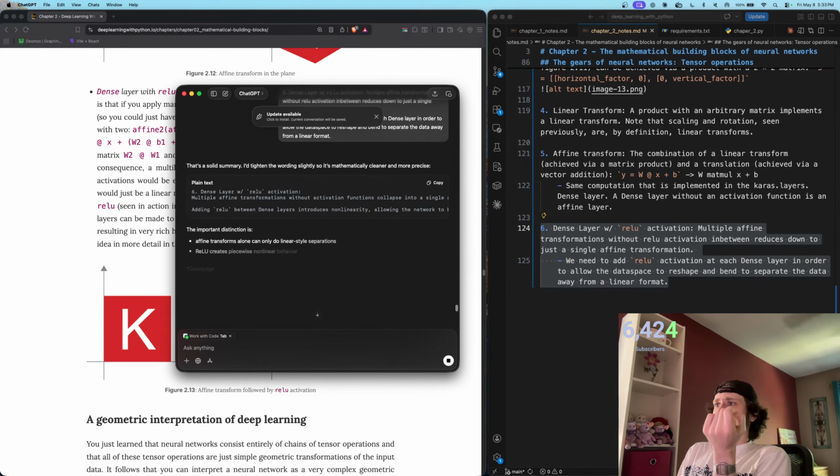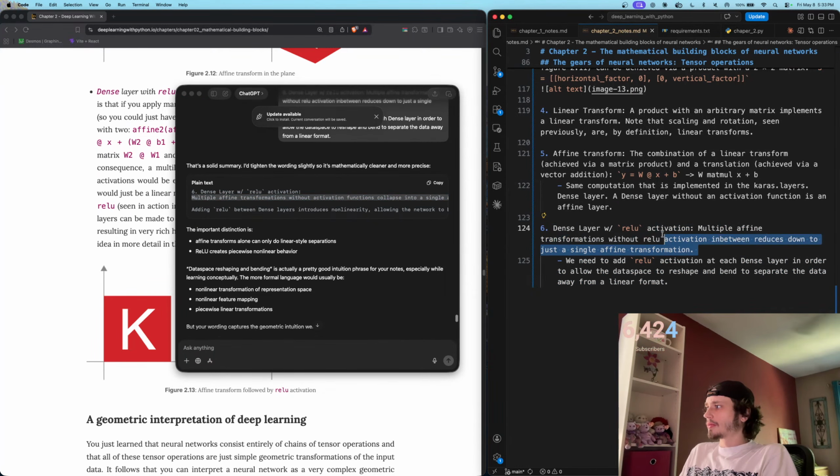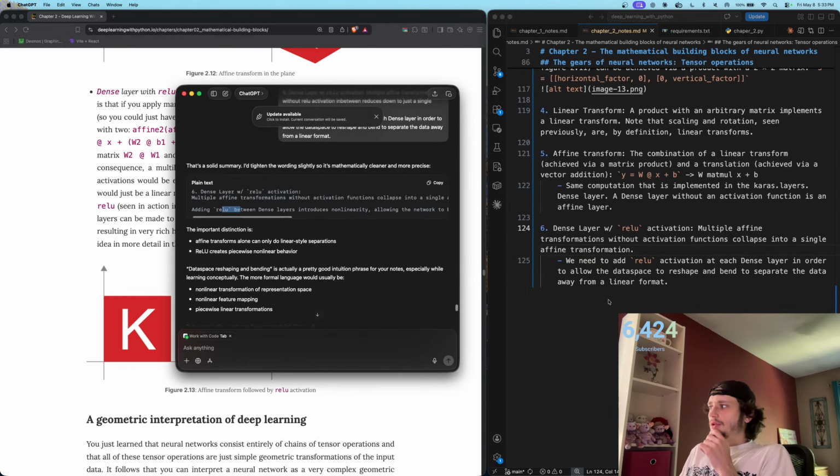A dense layer with multiple affine transformations without activation functions collapses into a single transformation function. Adding ReLU between layers introduces non-linearity, allowing the network to bend and reshape the representation of space so complex patterns can become more separable.